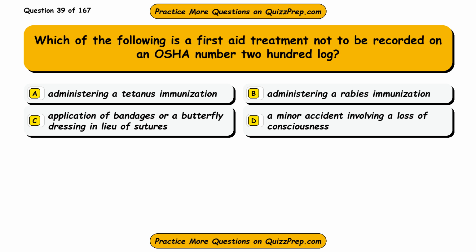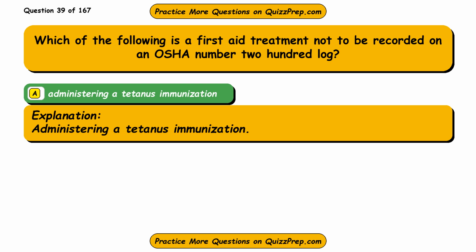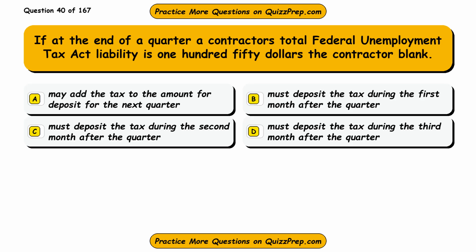Question 39. Which of the following is a first aid treatment not to be recorded on an OSHA number 200 log? Option A, administering a tetanus immunization. Option B, administering a rabies immunization. Option C, application of bandages or a butterfly dressing in lieu of sutures. Option D, a minor accident involving a loss of consciousness. The correct answer is option A, administering a tetanus immunization.